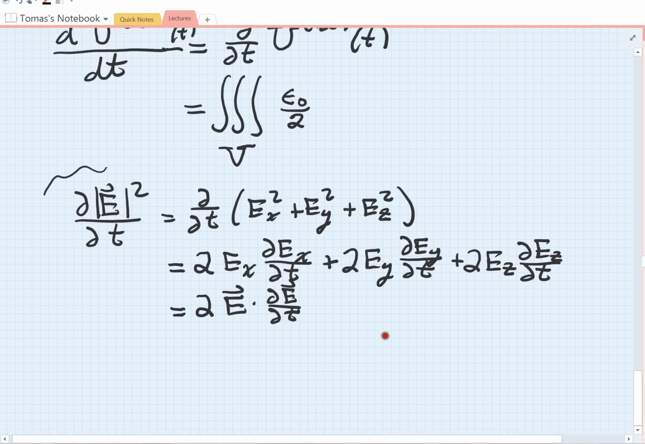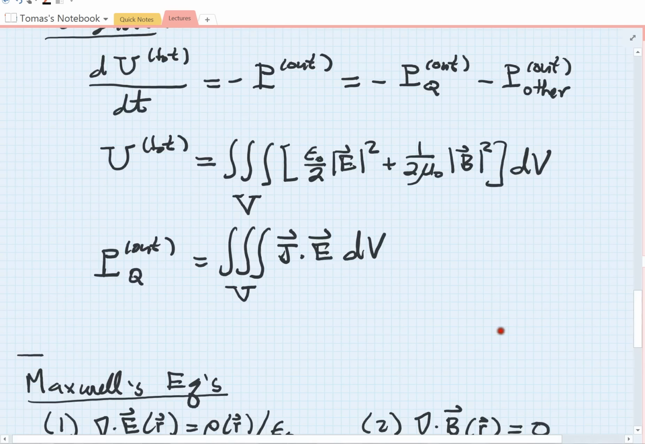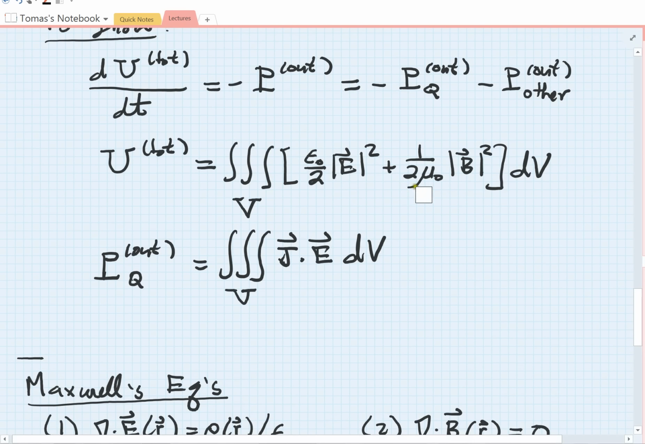We also have this result here, which represents the time derivative of E squared, so I can put my term in right now. So that's 2E dot partial E partial t, remembering that this had to be the time derivative of the magnitude of the electric field squared. And of course, for the next term, I'm going to need 1 over 2 mu naught times the time derivative of B squared.